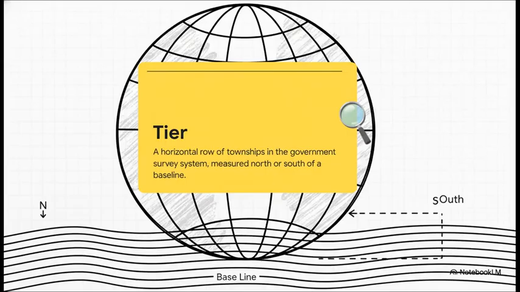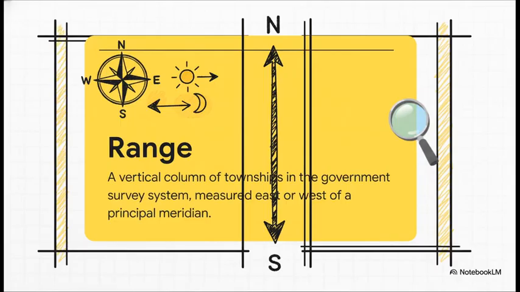Now back to our grid system. A tier is one of those horizontal rows of townships. The easiest way to remember it? Think latitude on a map. Tiers measure how far north or south you are from that main baseline. And a range is a vertical column of townships. So if a tier is latitude, a range is longitude. It measures how far east or west you are from the principal meridian. You put a tier and a range together, and you can pinpoint any township on the map.